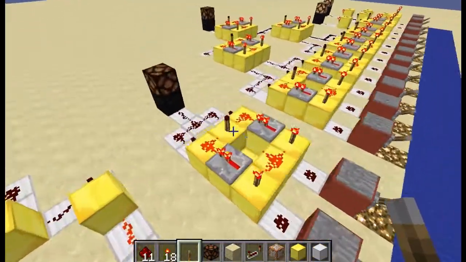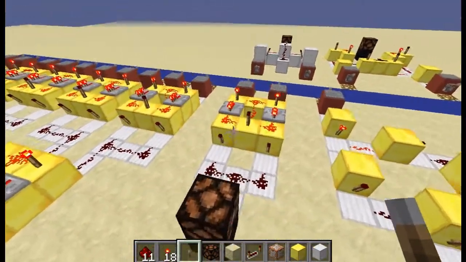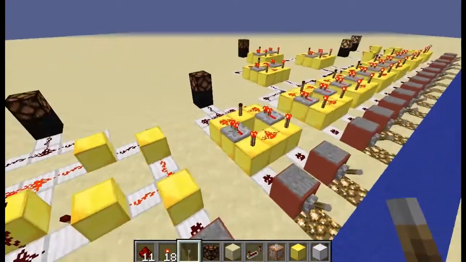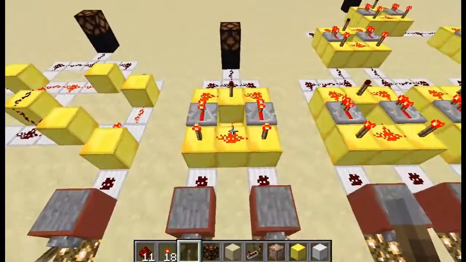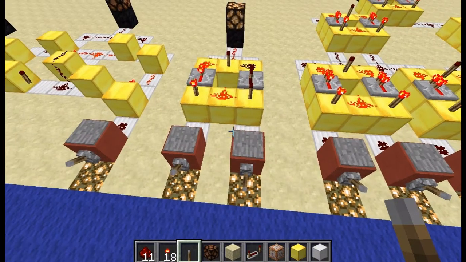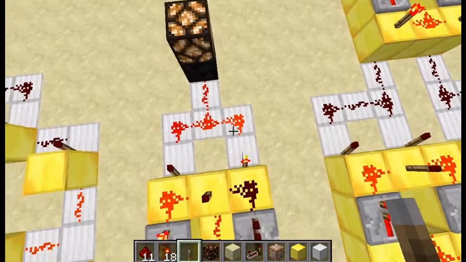Now, this is by far the most compact XOR I've ever seen. It's one block less in length than that. It's just a little bit more expensive because it has repeaters, so I don't use it too much. But basically, as you can see, if we ever have this, it's allowing it to turn on.